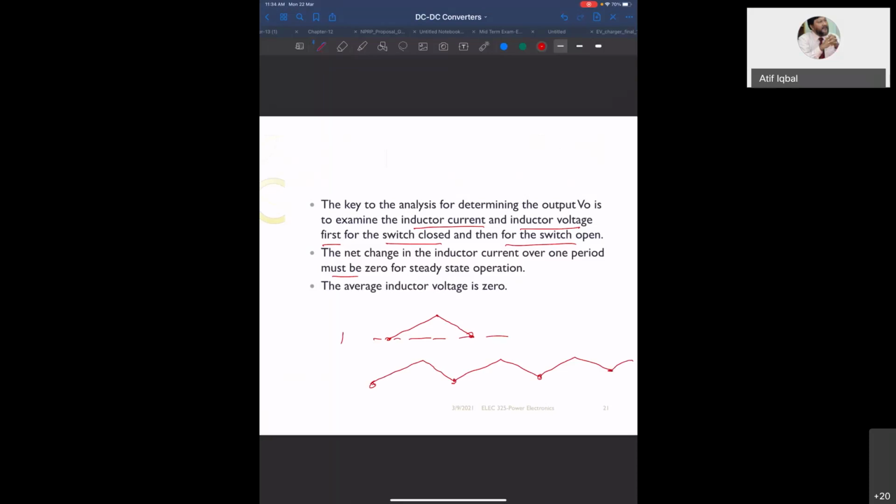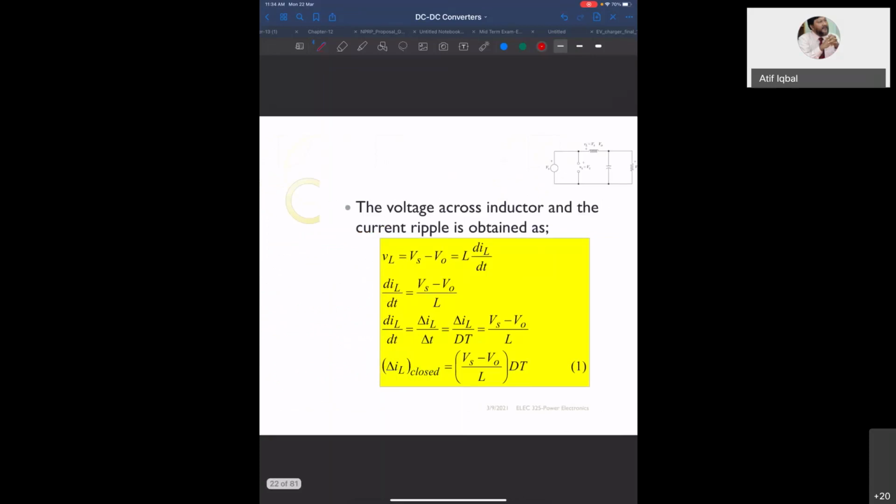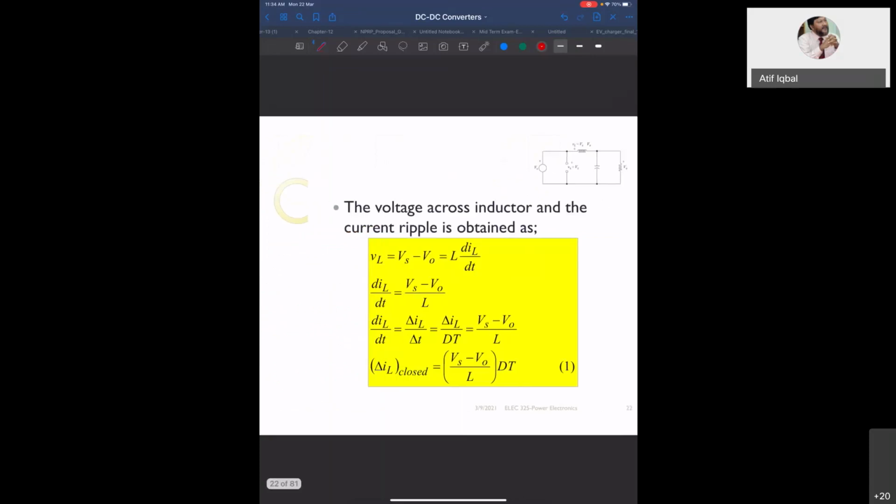Then always this is the minimum and this is the maximum. The minimum and maximum will always remain the same. And this is called the current ripple, delta IL. So the average inductor voltage is 0. The voltage across the inductor and the capacitor and the current ripple are obtained as follows.